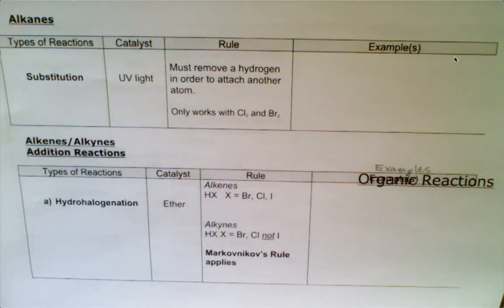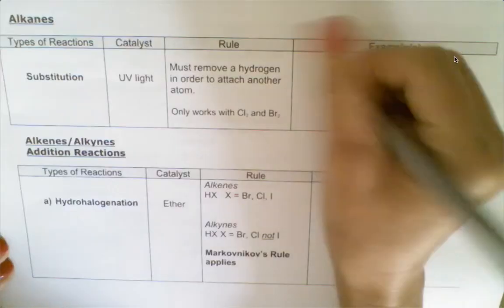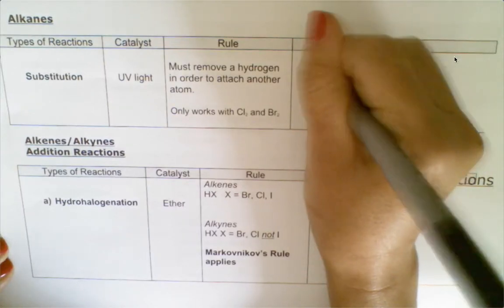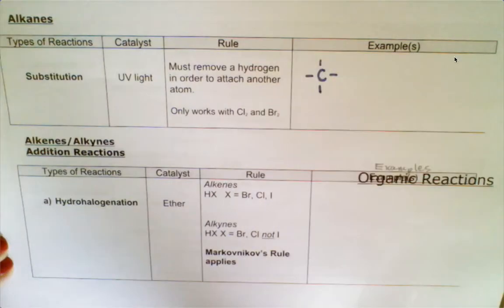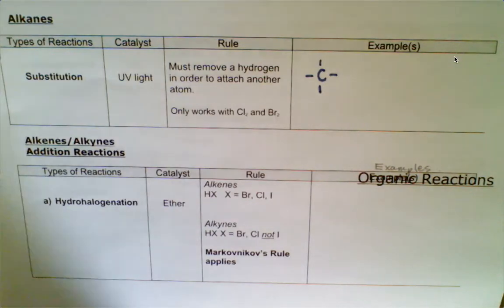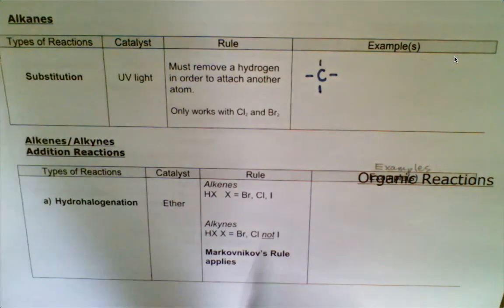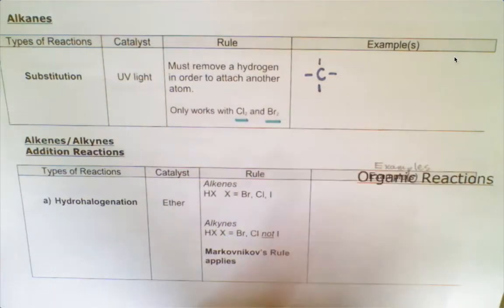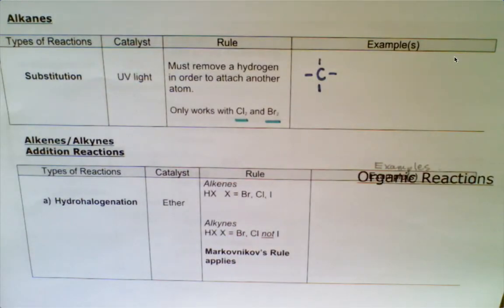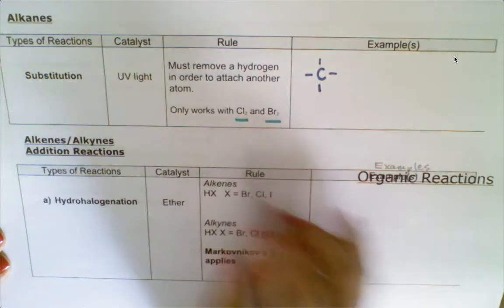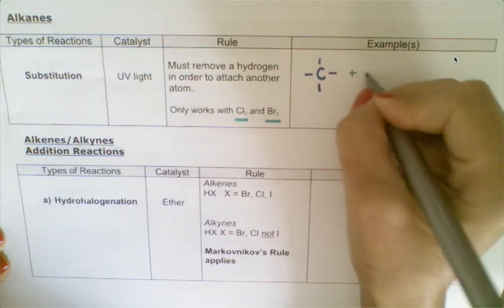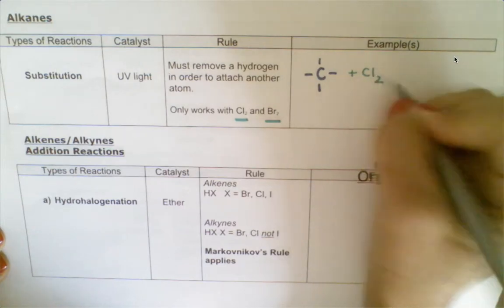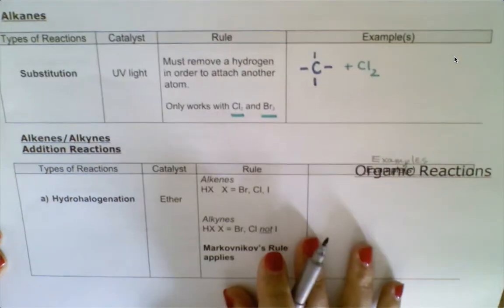So the two examples that we're going to talk about, and I'm going to show you a simulation of that as well, deal with methane and ethane. So if I was to draw methane, we know that methane is one carbon with 4 hydrogens all around. What will happen is when chlorine or bromine, which is a halogen, it only works with those two. The other ones are too reactive, like fluorine and iodine. We can add that to methane to get a different type of organic compound.